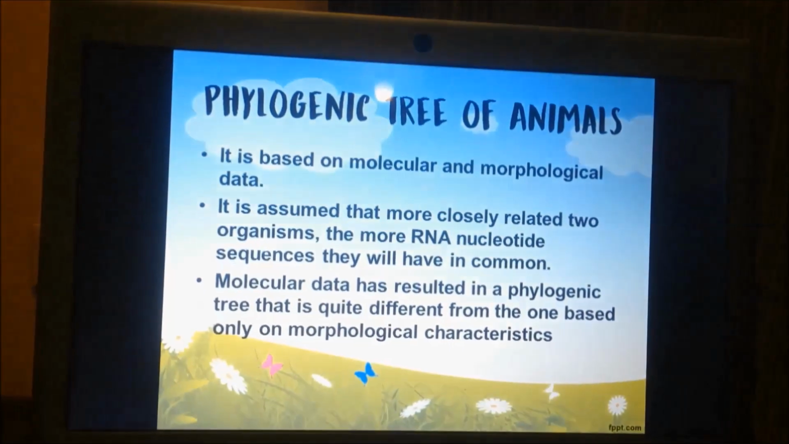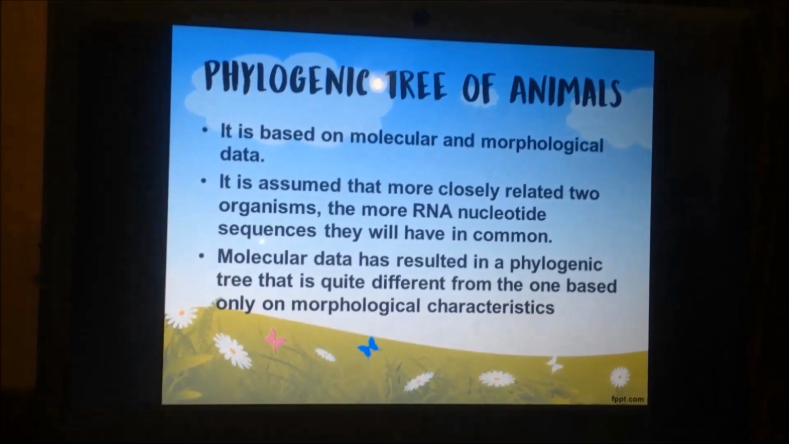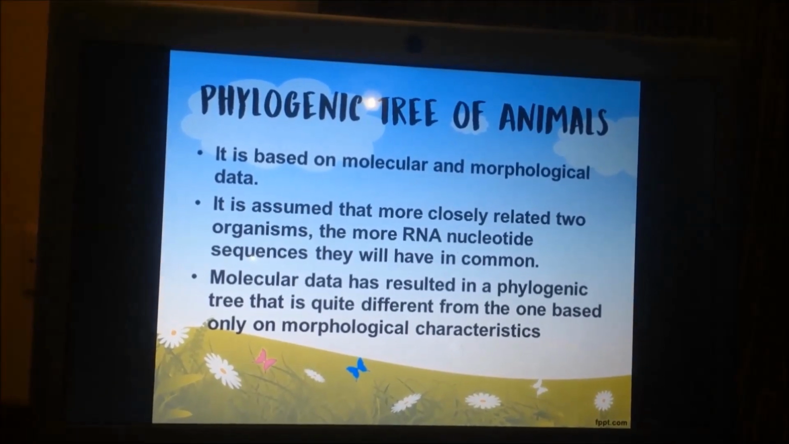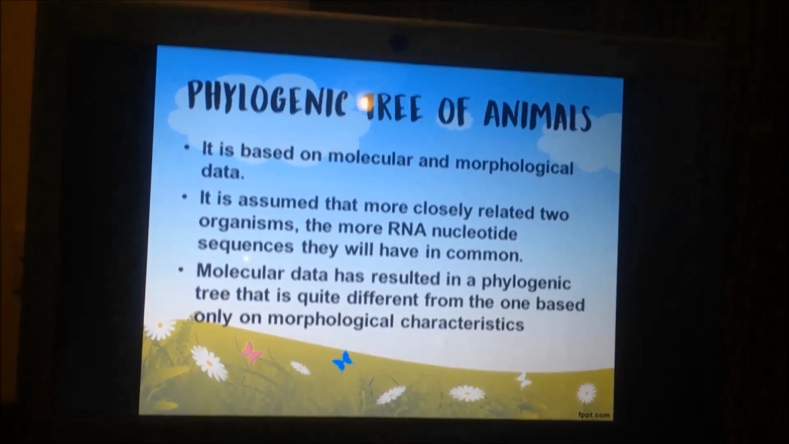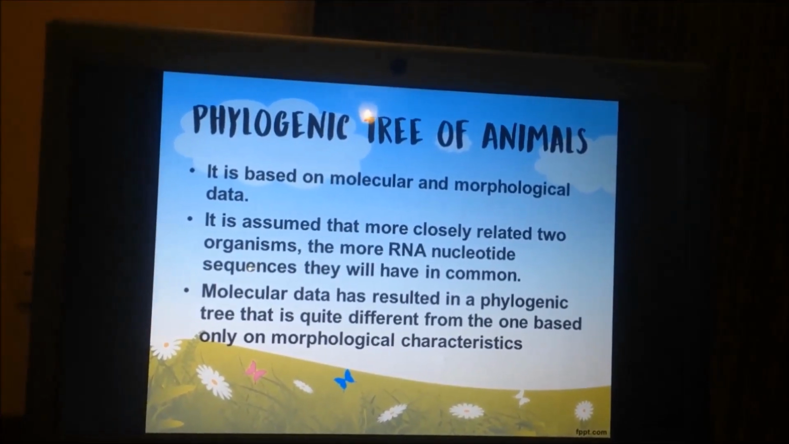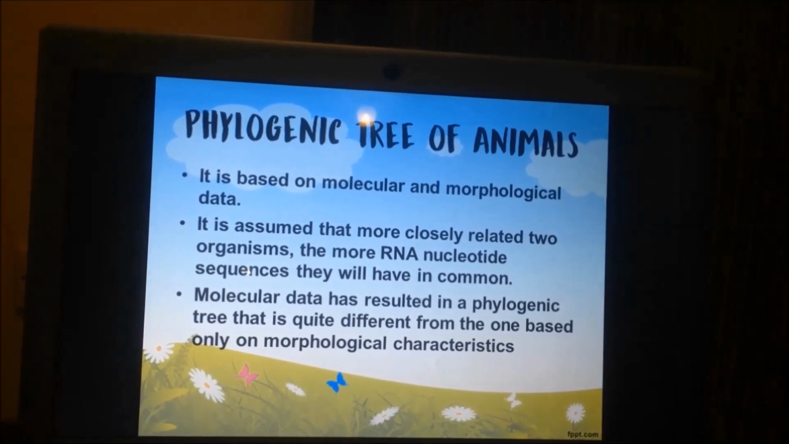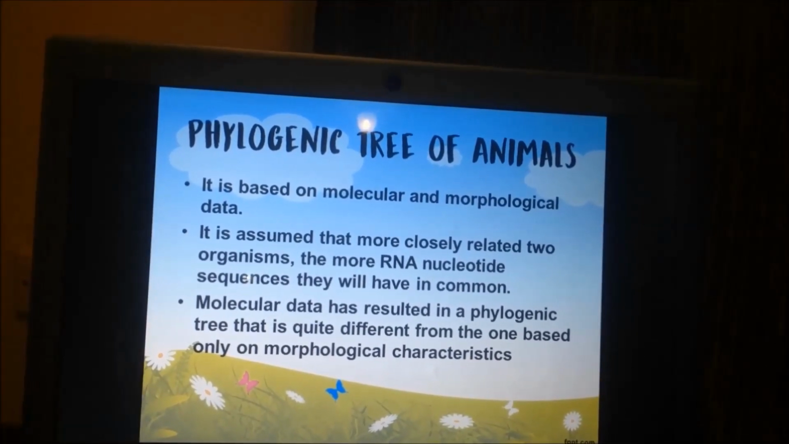The next one is the evolution of body plans. Many possible outcomes when it comes to size, position, patterns, phylogenetic tree of animals. It is based on molecular and morphological data. It is assumed that RNA nucleotide sequences will have things in common. Molecular data has resulted in a phylogenetic tree that is quite different from the one based only on morphological characteristics.